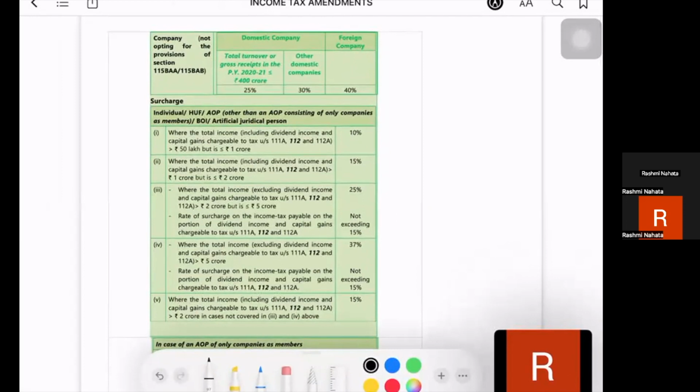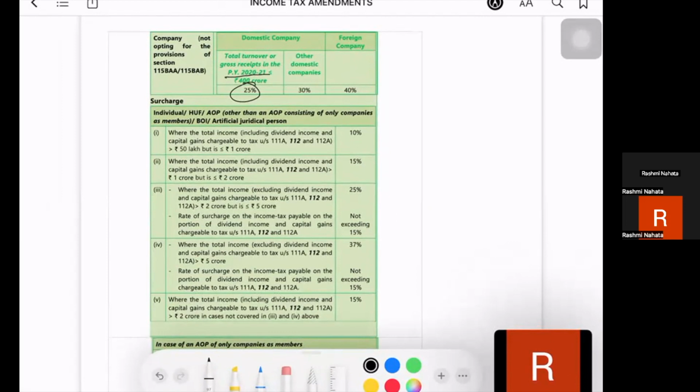For the companies, please note that the previous year will now be 2020-21 in the case of 25% taxation. So if the turnover or gross receipts is less than 400 crores for previous year 2021, it shall be 25%. Apart from that, there are no other changes here.